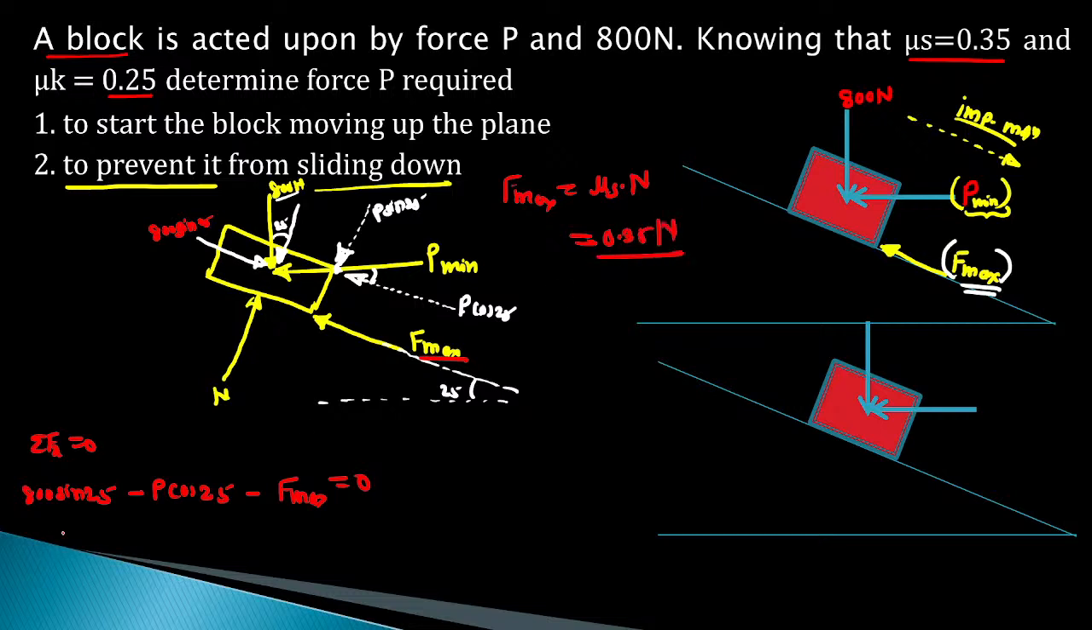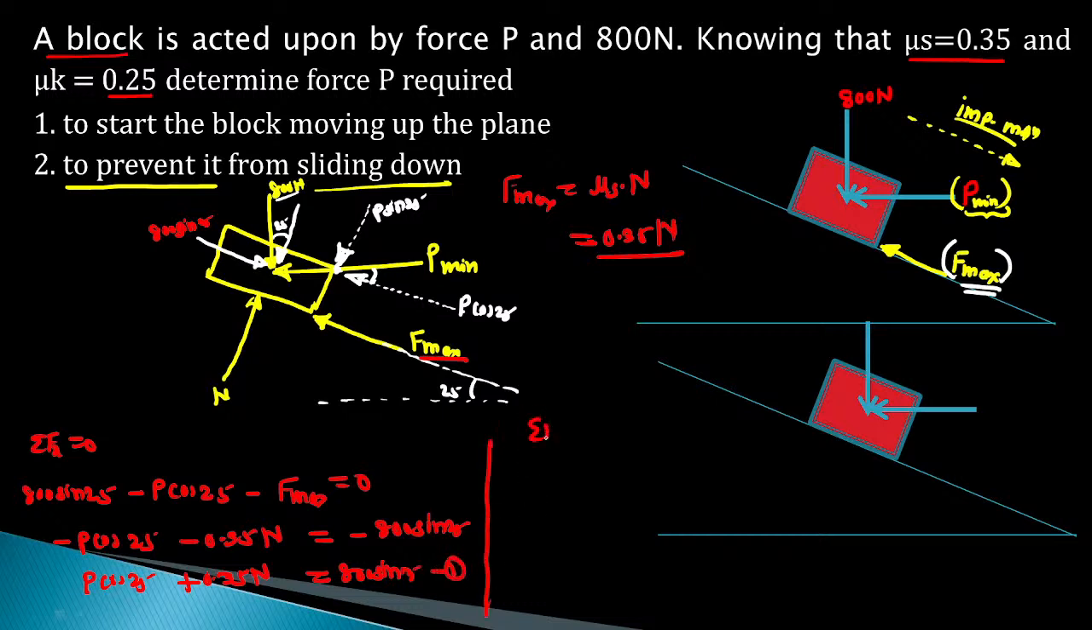So, I will write this in this format: minus P cos 25 minus 0.35 N is equal to minus 800 sin 25. Okay. So, you can cancel out the minus sign. So, you will get P cos 25 plus 0.35 N is equal to 800 sin 25. Consider this as equation 1.